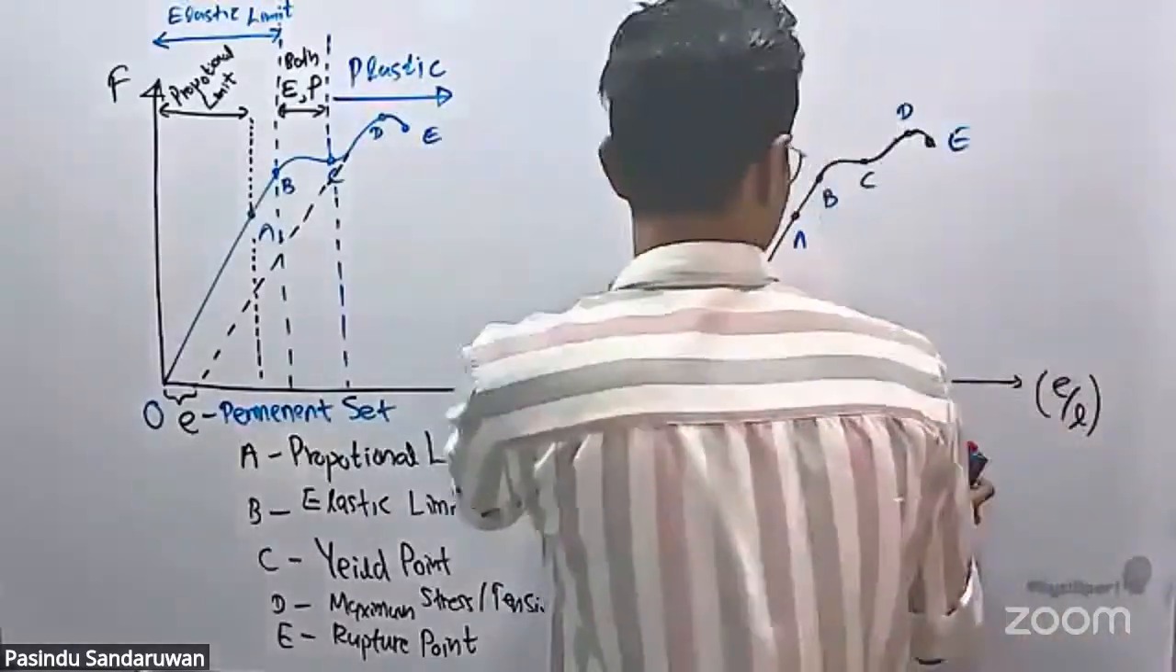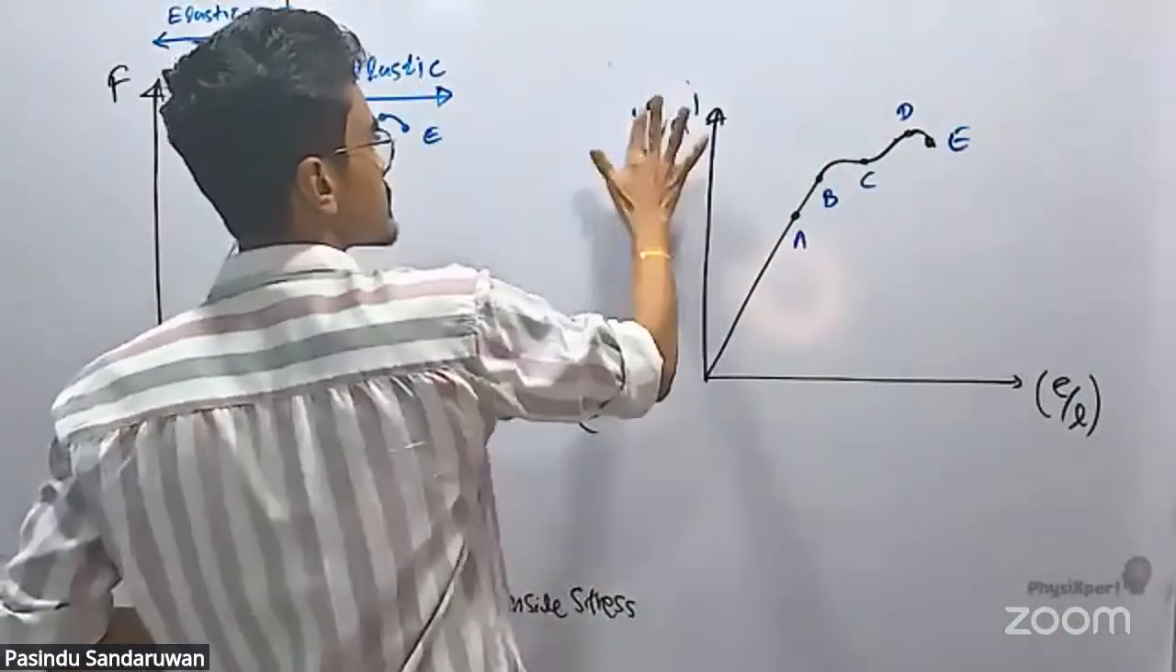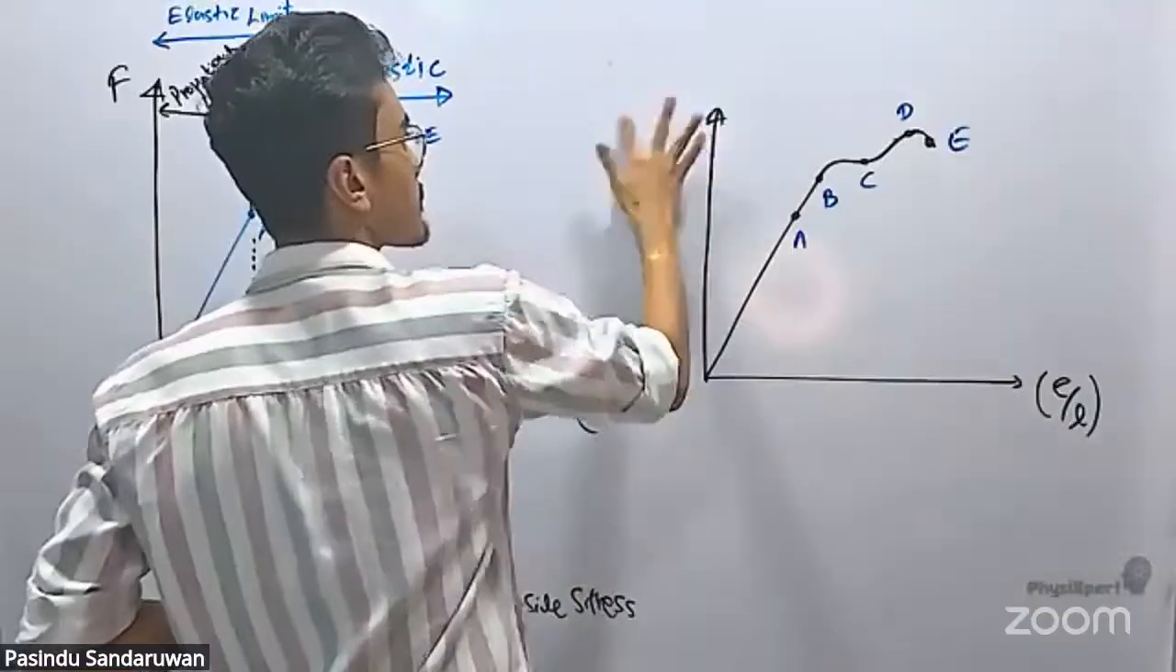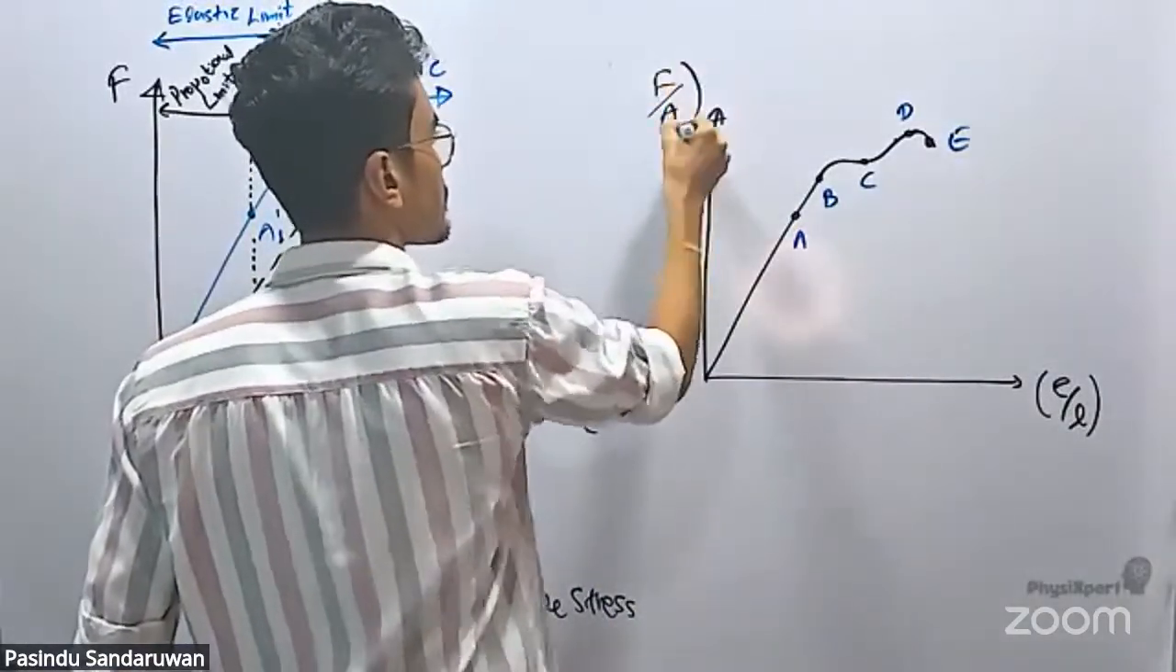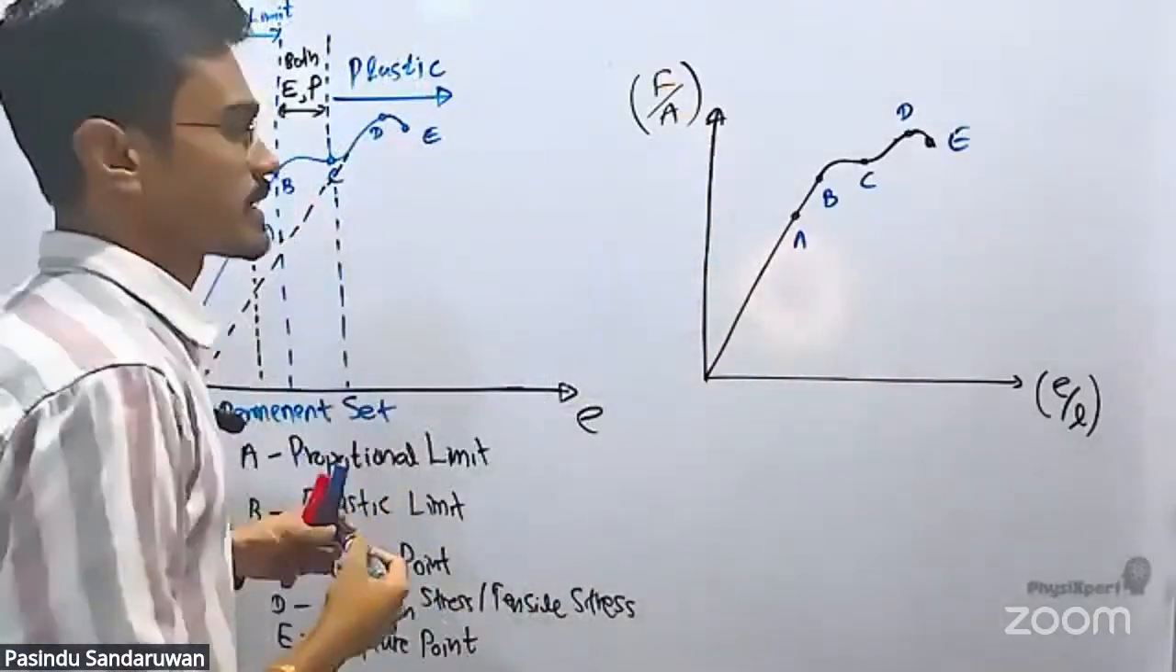And take it down as well. This is stress, F over A. F over A. Stress and strain. Right, take it down.